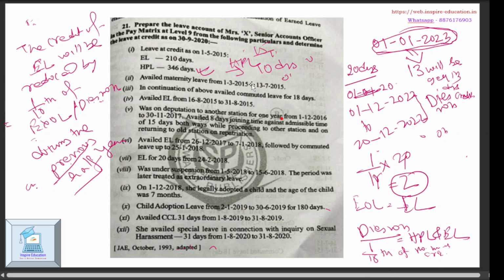One more point is that in EL we have seen 5/2 days of credit for the number of completed months. In case of HPL, it is 5/3 days. So this much is needed for solving the problem. Let's go and solve the problem. Before that, let me rub this.